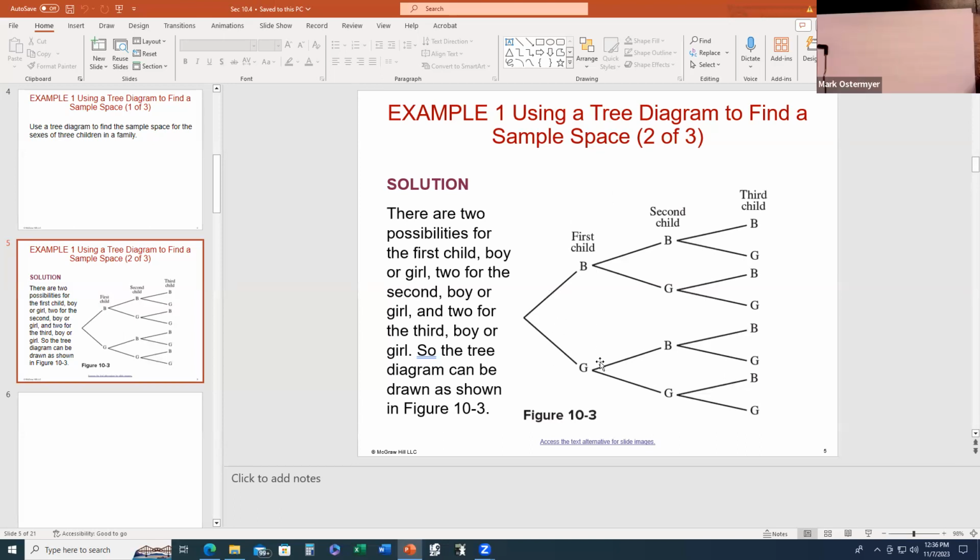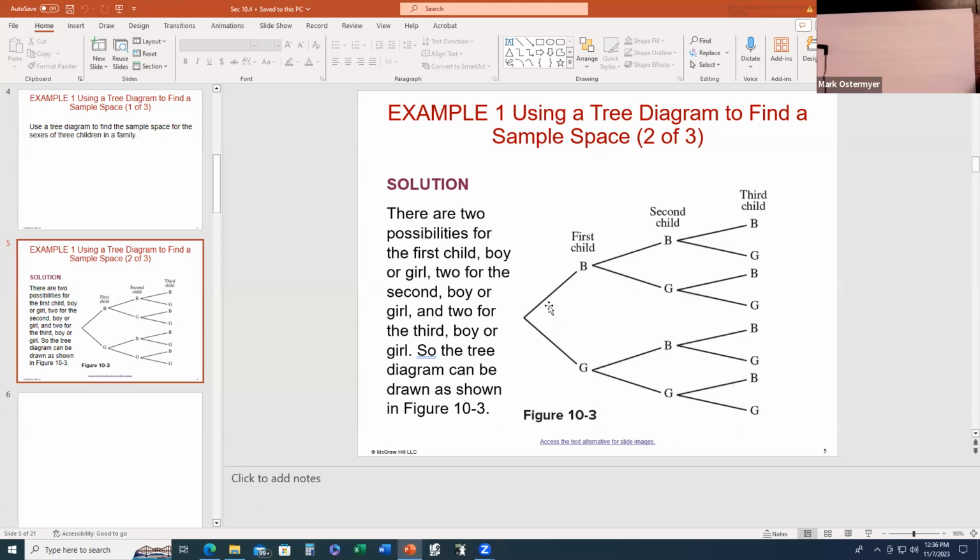All right, so the first child, we could have either a boy or a girl. Second child, we could have a boy or a girl. And the third child, we could have a boy or a girl. All right. So when you have 3 children, the possible outcomes that could occur are discovered by following the branches of this tree.